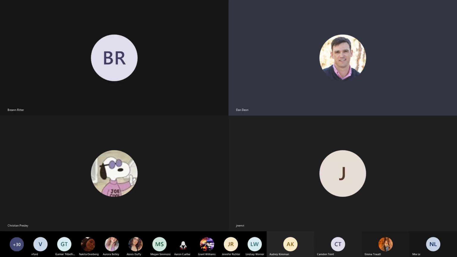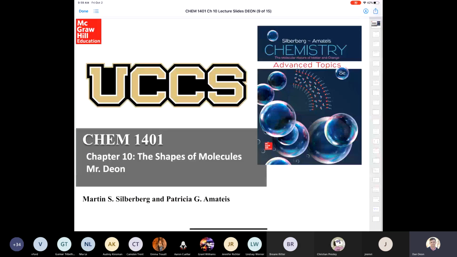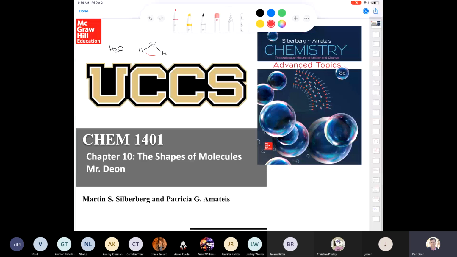And this is chapter 10, the shapes of molecules. If we just think about a simple molecule like water, H2O, I bet everybody hearing my voice has seen water written like this before, where you have this angle between the two oxygen-hydrogen bonds. There's some kind of angle here, and there's a good reason why people write water with this shape.